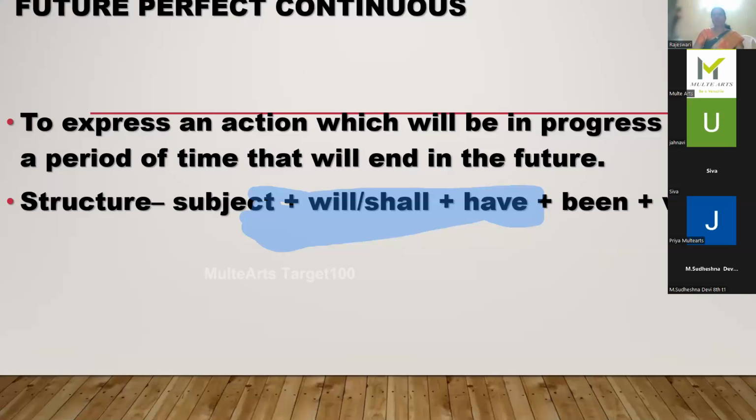Generally, as I told you, future perfect and future perfect continuous are very rarely used. We generally go with only simple future and future continuous in most of our talking. Generally, we go with present and past tenses. We very rarely use the future because we cannot predict it. We don't know what is going to happen in the future.